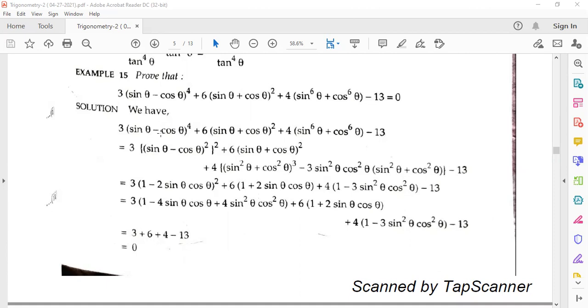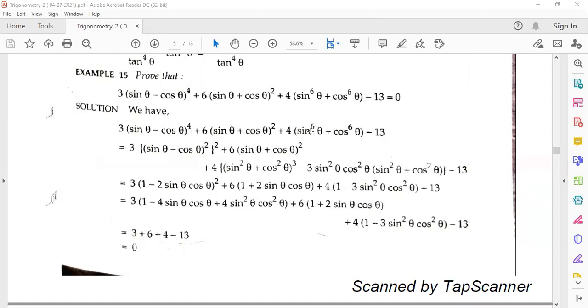Now this (sin theta minus cos theta) to the power 4 can be written as (sin theta minus cos theta) whole square, that whole square. Can you write this? Yes, sir. Okay. Then 6 into (sin theta plus cos theta) whole square, we are keeping unchanged here.